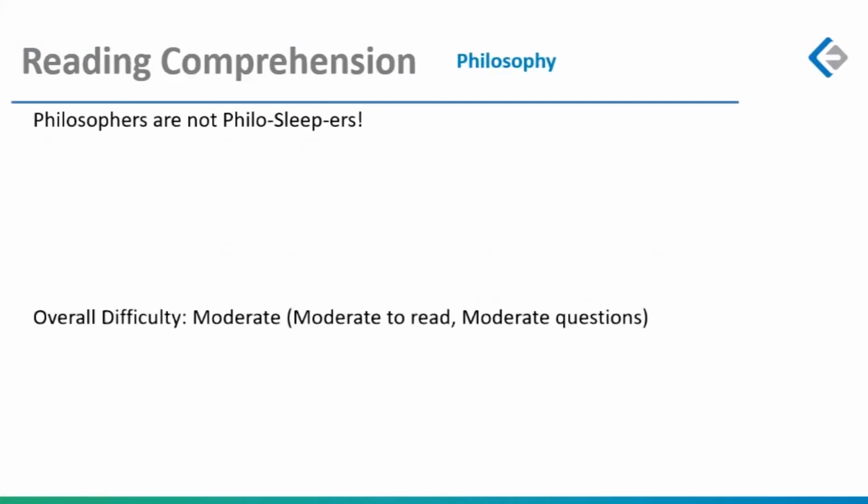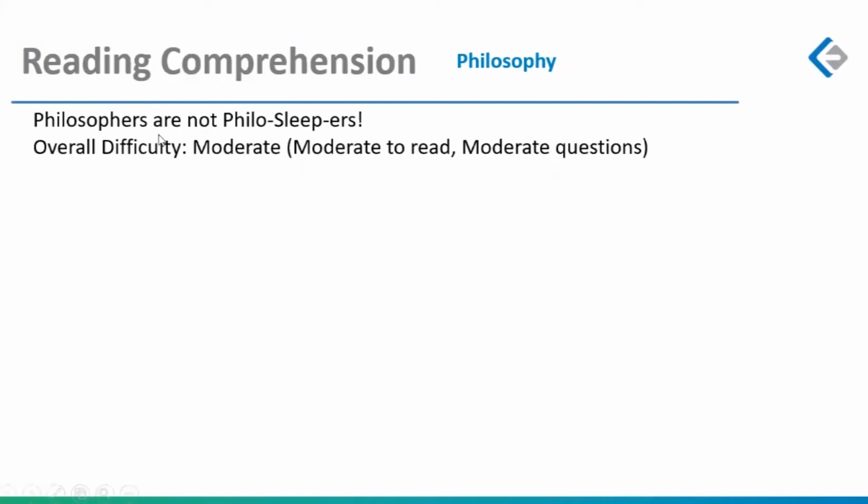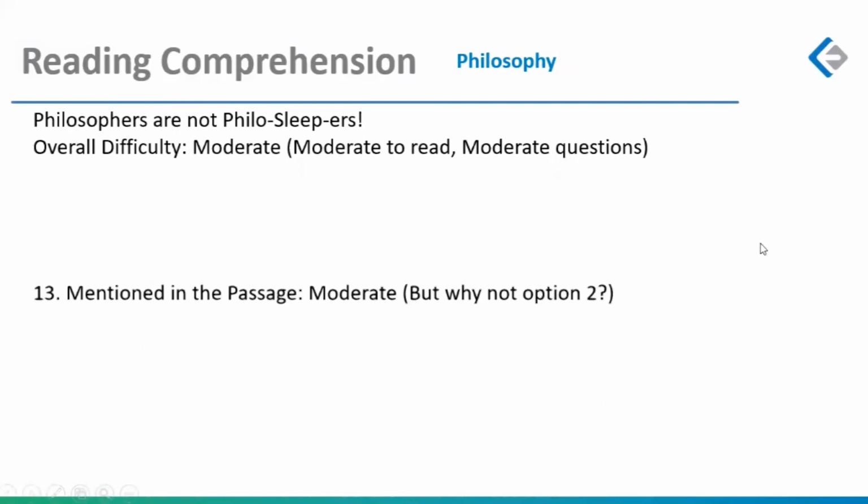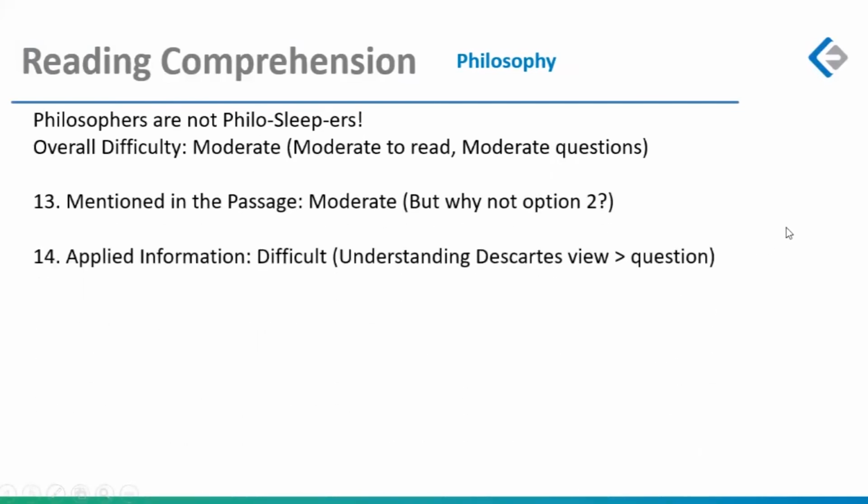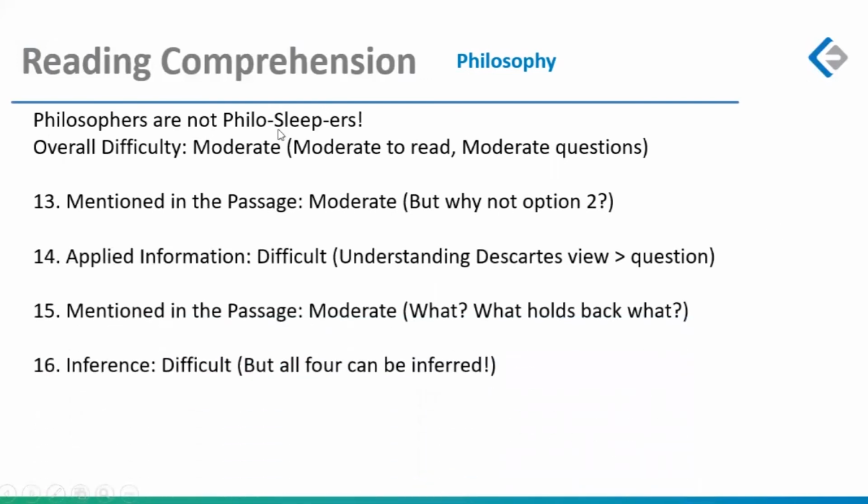Last passage, philosophy. Summary of the passage: philosophers are not philo sleepers. Yep, that's how we play. Philo sleepers, people who love sleep. Philosophers don't like sleep. Moderate to read, moderate questions. 13th and 15th, both were mentioned-in-the-passage questions. You had to find out from the passage what is given. 13th, a struggle to justify why not option 2. 15th is just a what question.